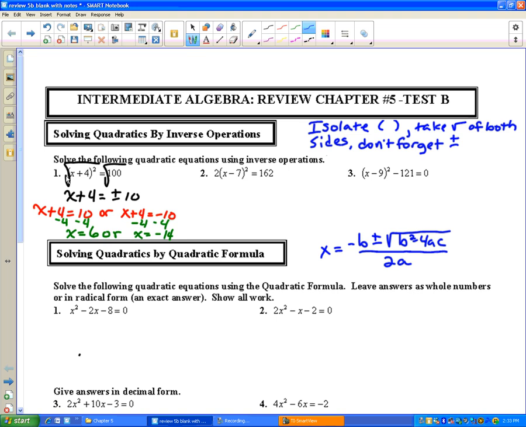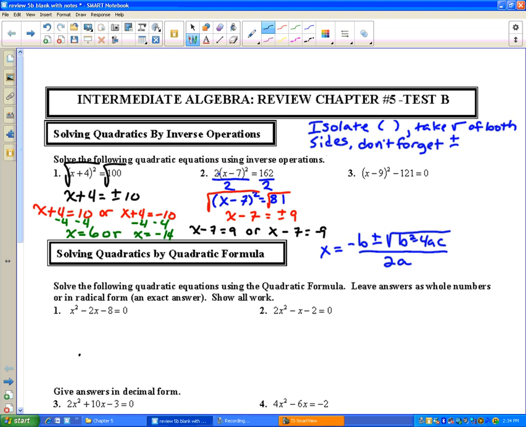Number 2, what is being squared is not by itself. I have a times 2, so I want to divide by 2 first. I get x minus 7 squared is equal to 162 divided by 2 is 81. I want to get rid of the square now, so I square root. The square and the square root cancel, leaving x minus 7. The square root of 81 is either 9 or negative 9. So just like on number 1, there are 2 possible answers. So it's x minus 7 is equal to 9, or x minus 7 is equal to negative 9.